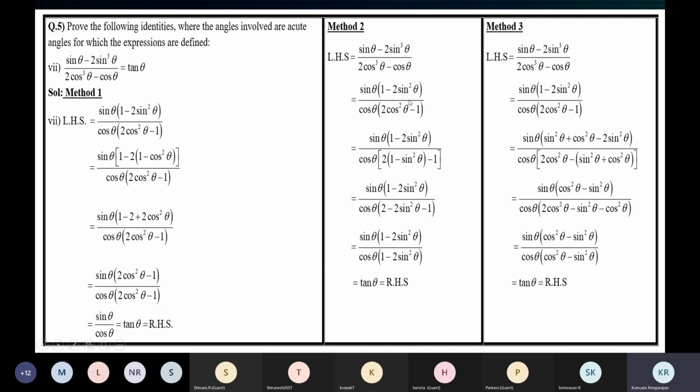In the second method, we don't disturb the numerator. In the first method, we changed the numerator, where sine square theta was replaced with 1 minus cos square theta. In the second method, we write sine square and don't disturb the numerator. In the denominator, we write cos square theta as 1 minus sine square theta.